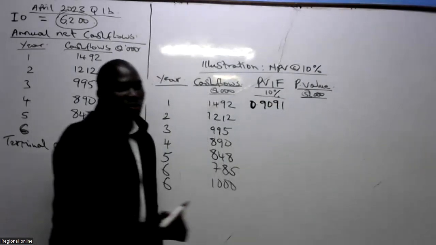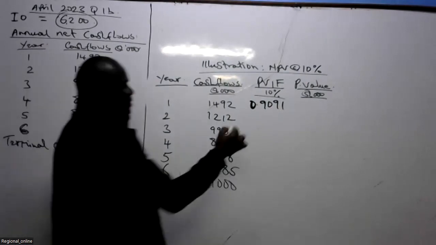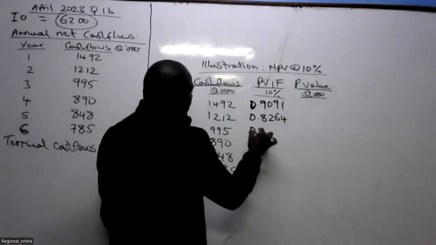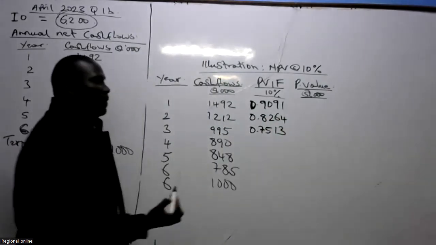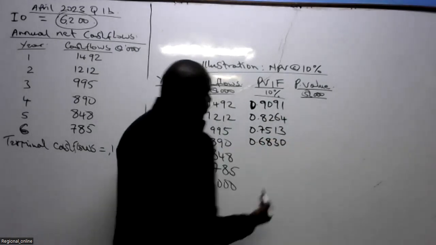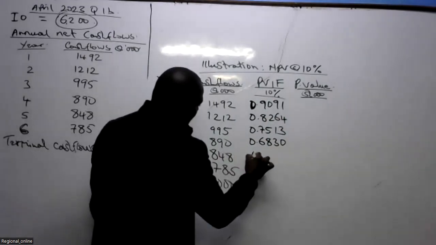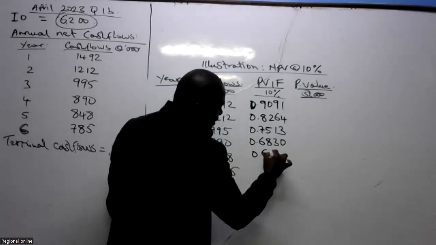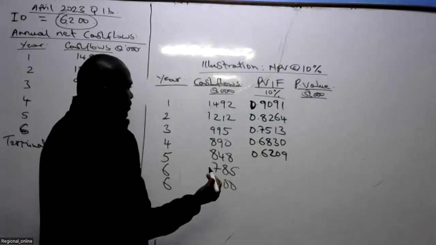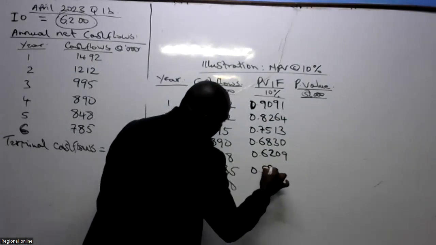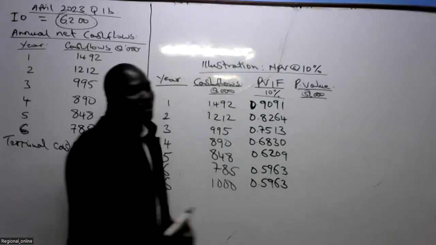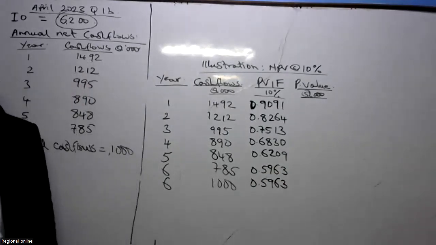0.9091. Year 2, 0.8264. Year 3, 0.7513. Year 4, 0.6830. Year 5, 0.6209. Year 6, 0.5645. Year 6 has two, do not go to year 7, 0.5645.